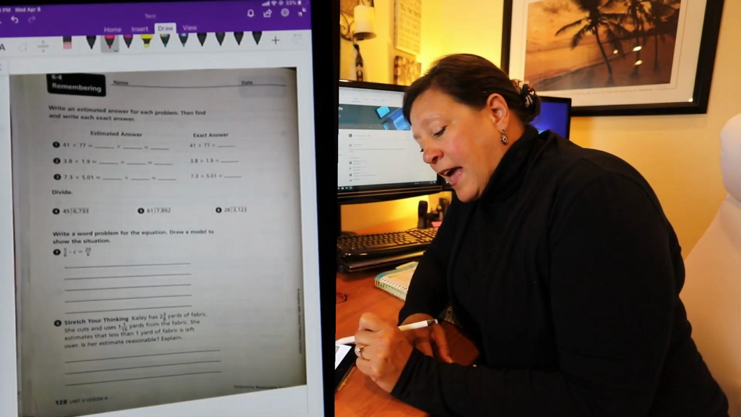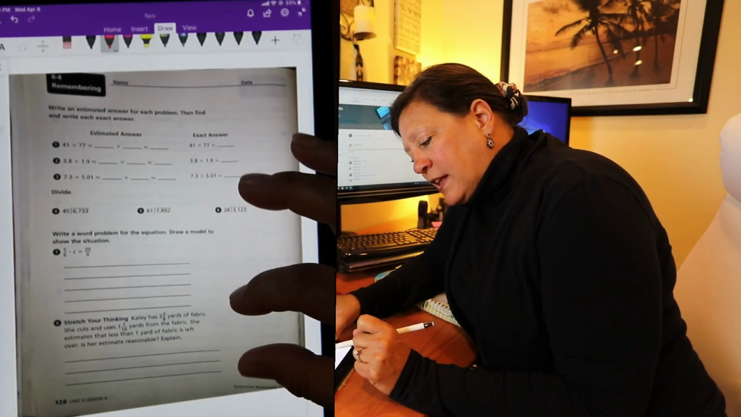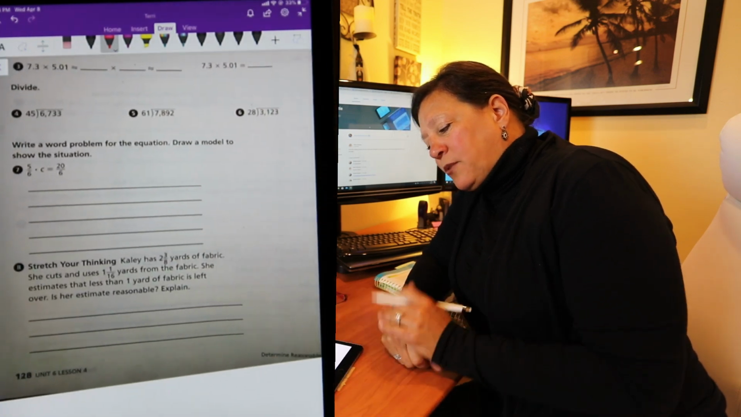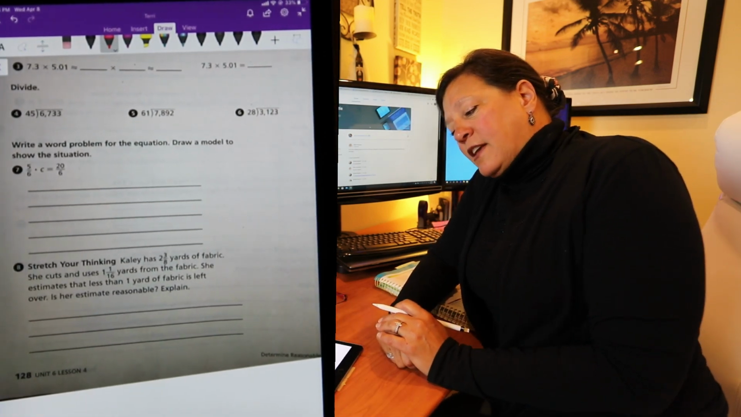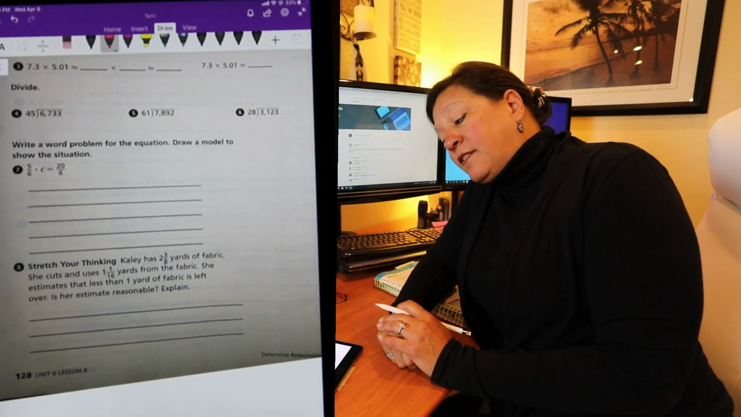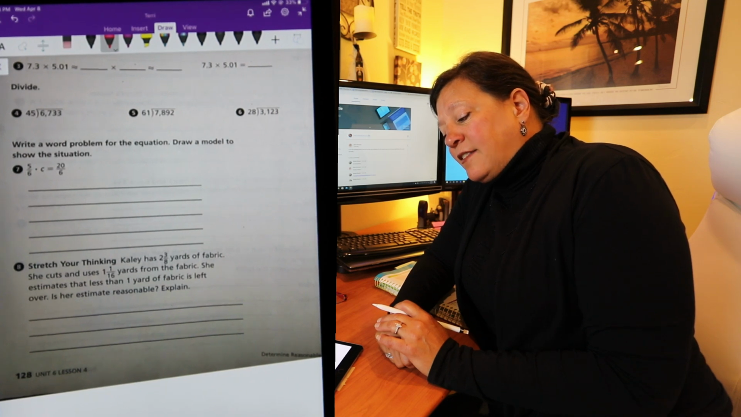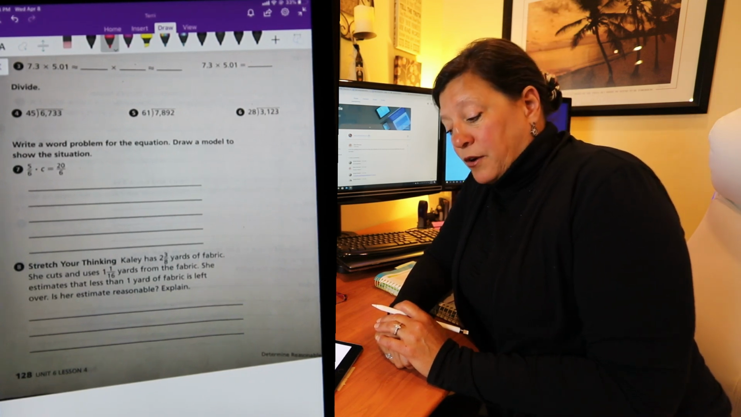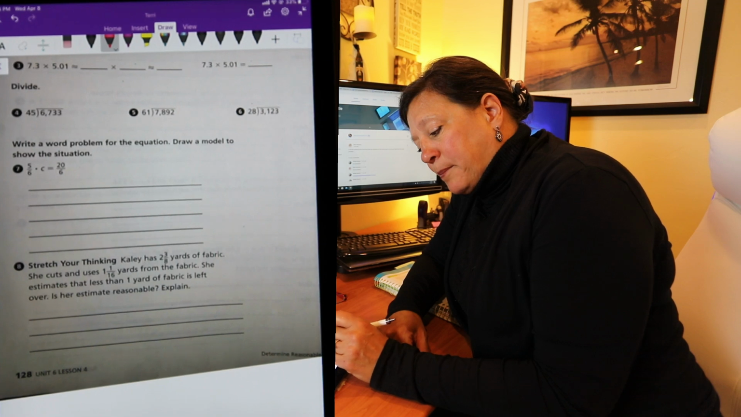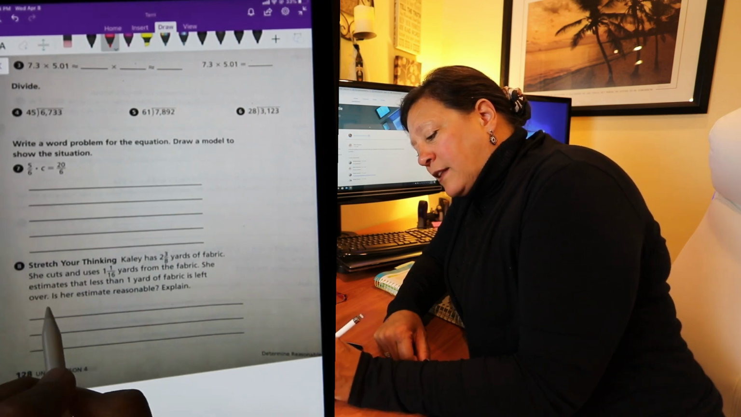Okay, and here we are at our last problem. Stretch your thinking. Kaylee has 2 3/8 yards of fabric. She cuts and uses 1 1/16 yards from the fabric. She estimates that less than 1 yard of fabric is left over. So first you're going to solve the problem. She starts with 2 3/8.